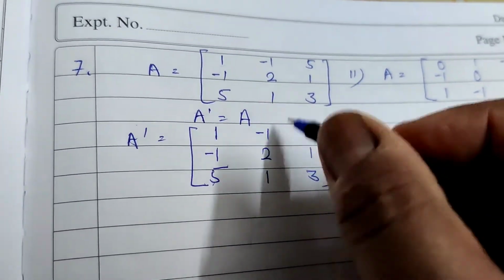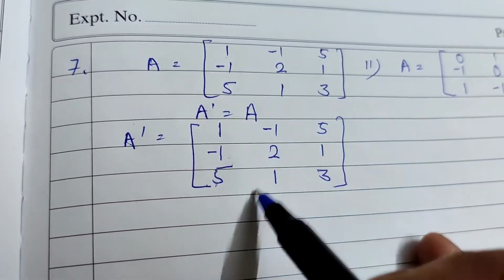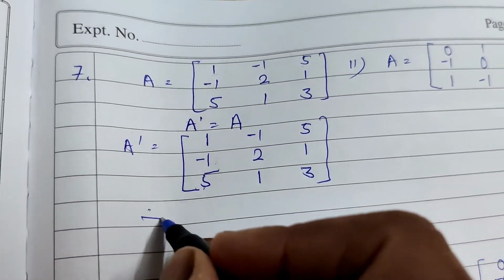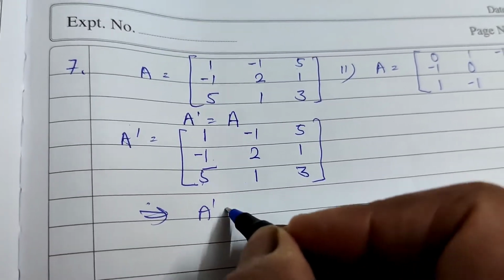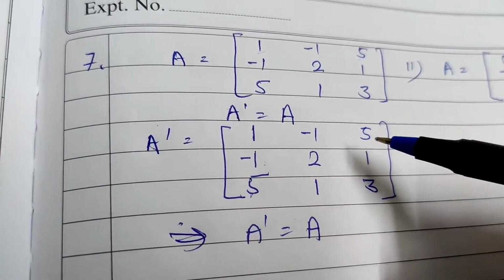Now compare these two matrices. 1, minus 1, 5, minus 1, 2, 1, equal. It means the transpose of A equals A. It means this is a symmetric matrix.